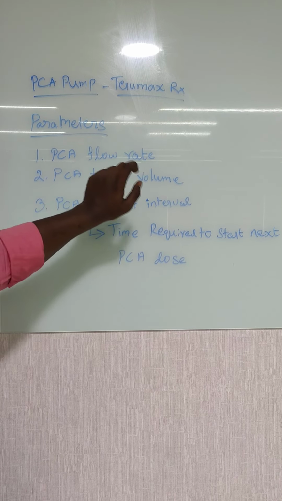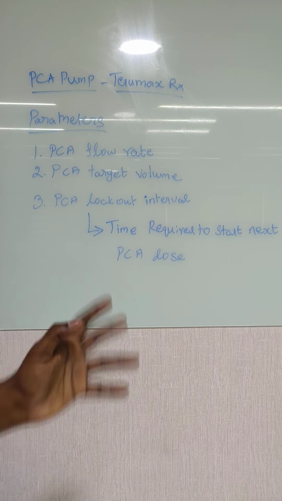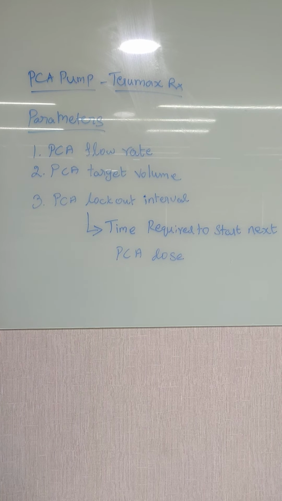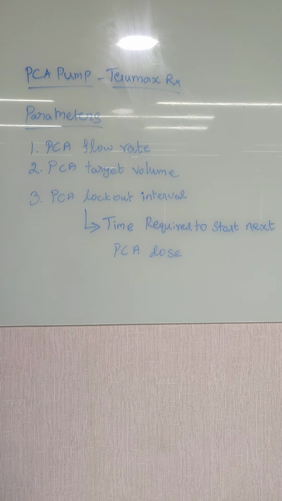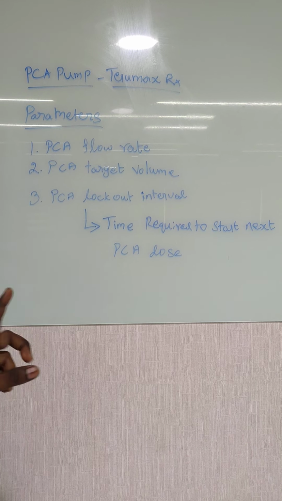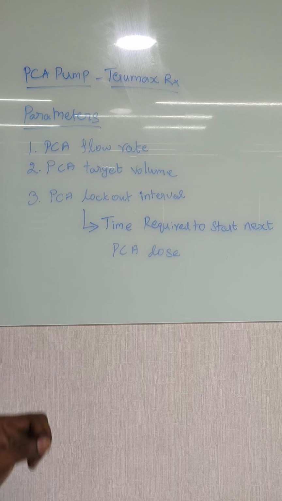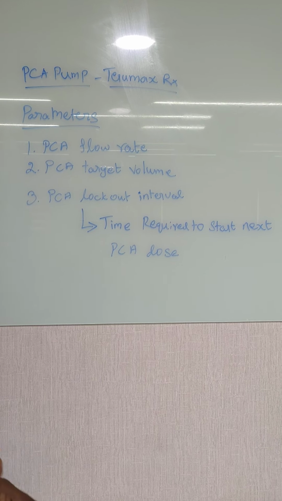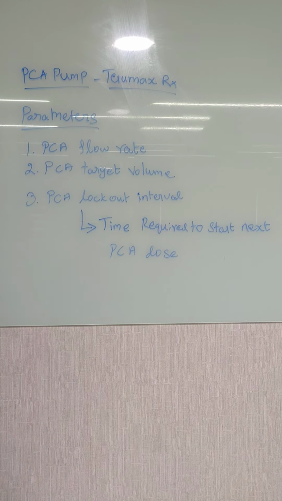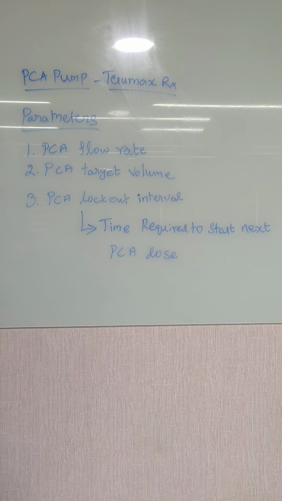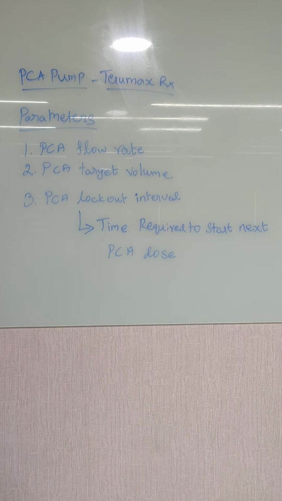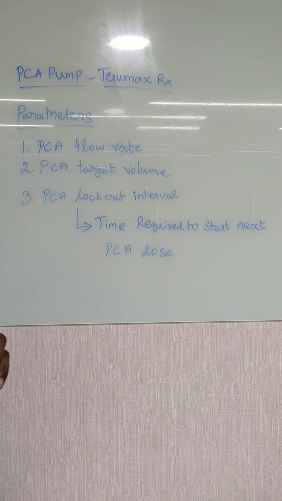First is the PCA flow rate, that is the flow rate in ml per hour, how much we need to infuse, how much speed is required. That is choosable. Then the next parameter is the PCA target volume. This is the volume for every PCA demand, how much volume is to be delivered for each demand. That is the PCA target volume.